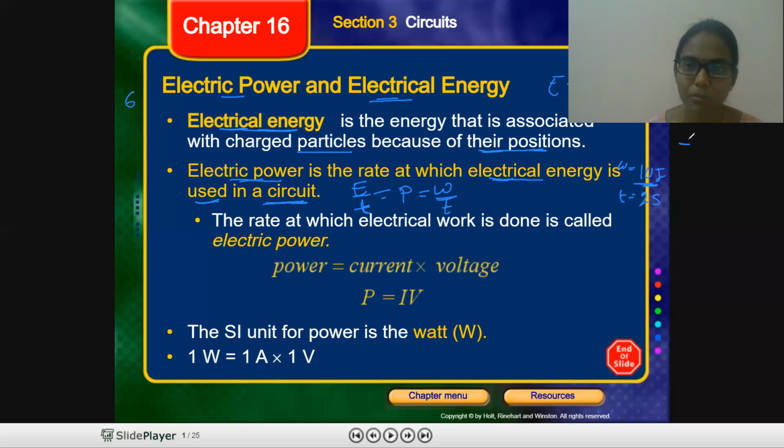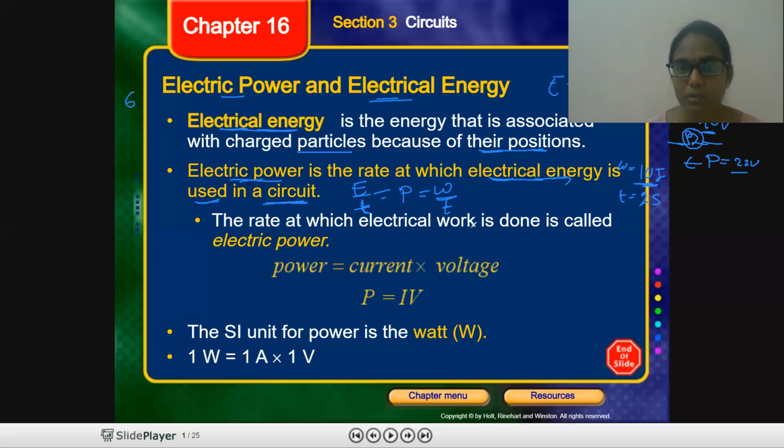Suppose we connect one bulb. Let us imagine we connected one 40 watt bulb in a circuit. How much current or electrical energy does this 40 watt bulb use in a given time? That is nothing but the power of the bulb. Okay, 220 volt. They will write on the given appliances what the rating of that is.